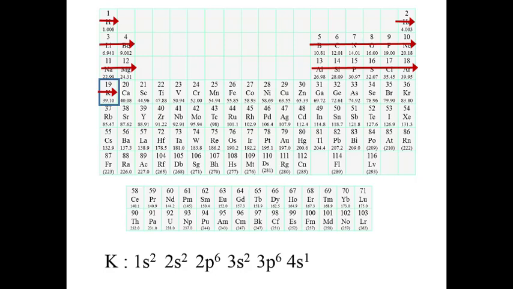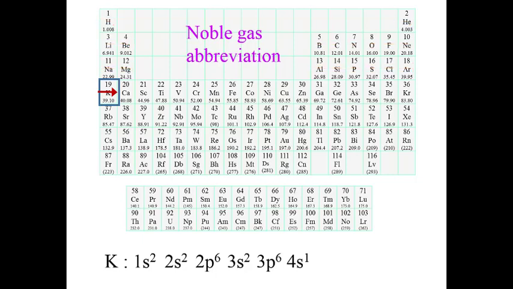We can use this technique with any element on the periodic table to write the full electron configuration. As we said before, this can get quite tedious for elements farther down the table, so we'll introduce what we call the noble gas abbreviation. Notice that for any element in the fourth period, the configuration will start out 1s2, 2s2, 2p6, 3s2, 3p6. This happens to be the configuration of the element argon.